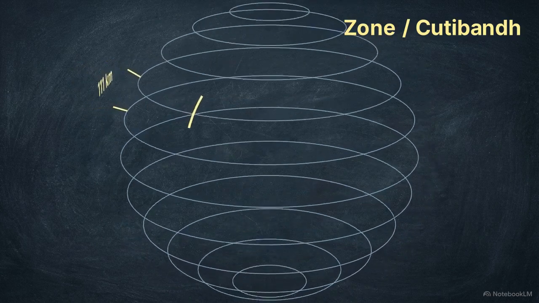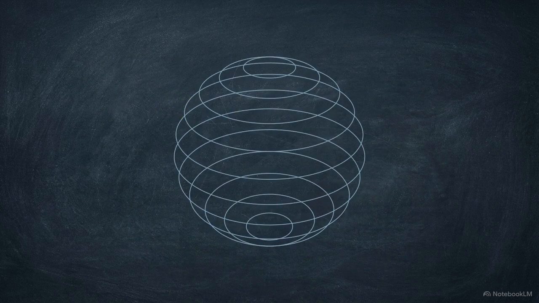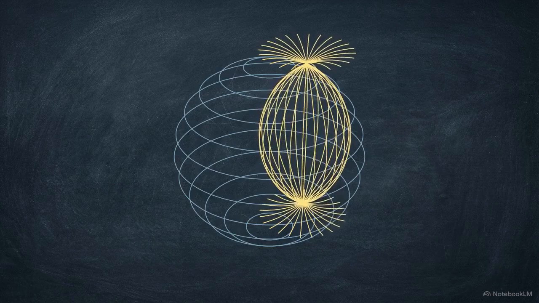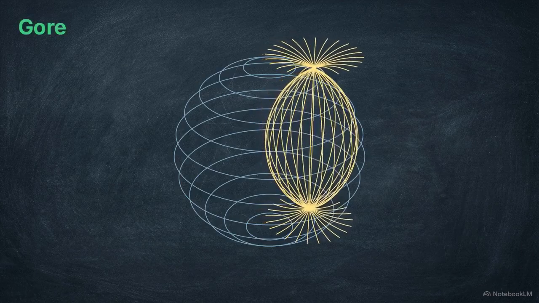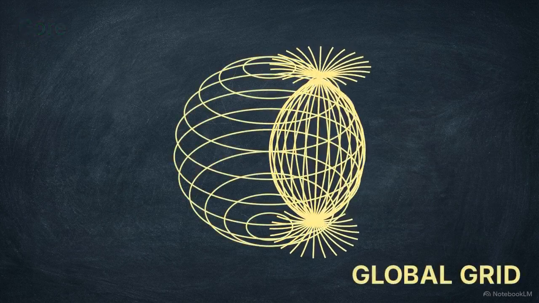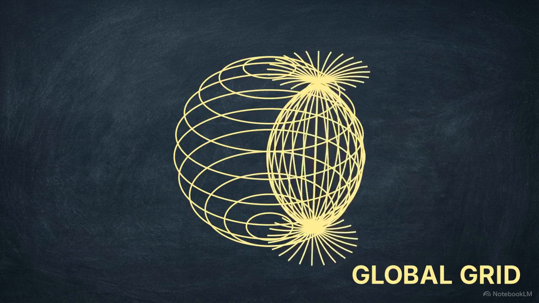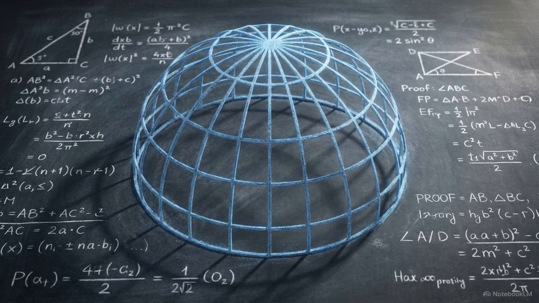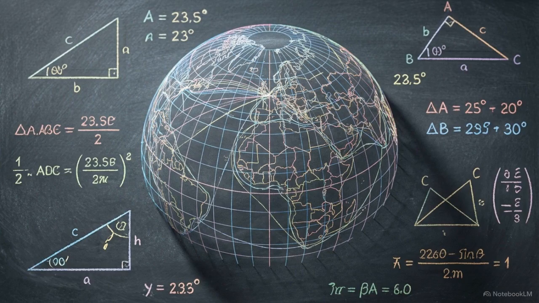While latitudes form full horizontal circles, the system requires a vertical countermeasure. Longitudes are semicircles drawn vertically, dropping directly from the North Pole down to the South Pole. The space trapped between two vertical longitudes is defined as a Gore. When we overlay the horizontal Kuttaband zones with the vertical gores, the intersection creates the global grid. This intersecting grid is the mathematical scaffolding of the planet. Every act of global navigation and every geopolitical boundary drawn throughout history relies on these exact coordinates.